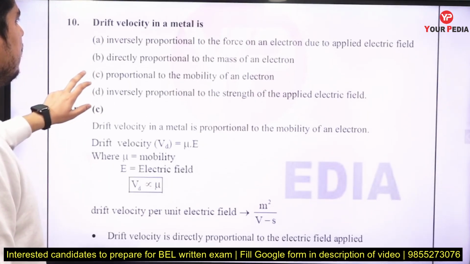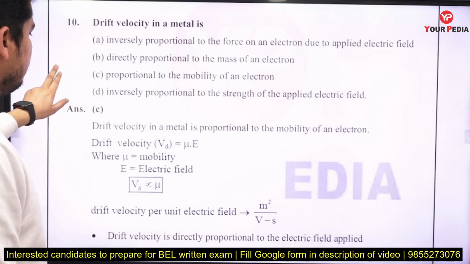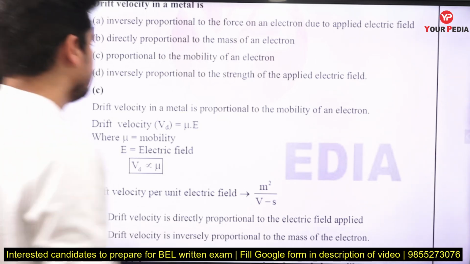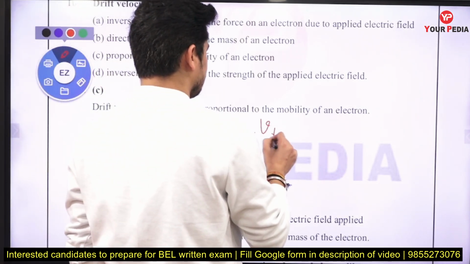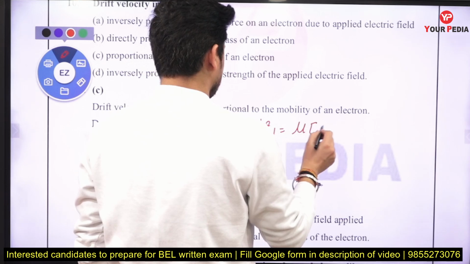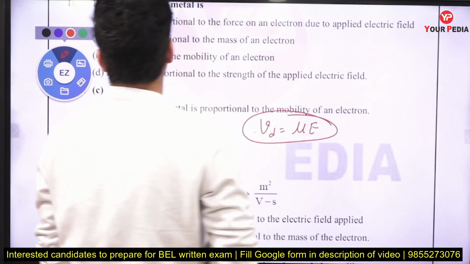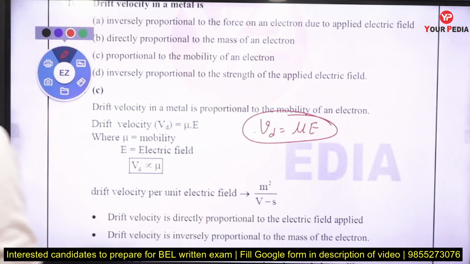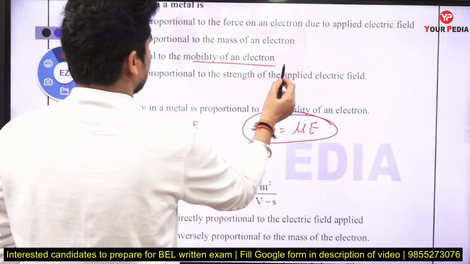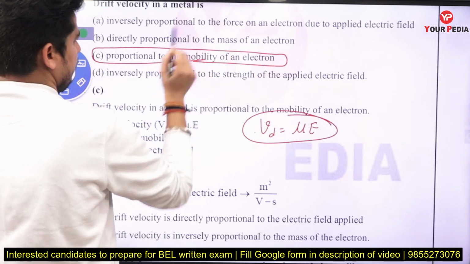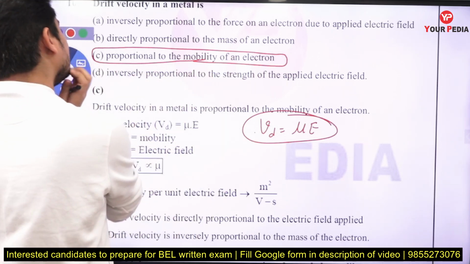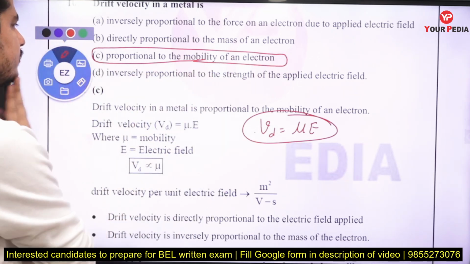Drift velocity in the metal: if you see the drift velocity, Vd equals what? Drift velocity is mu times E. Remember this formula. So what he is saying, inversely proportional to the force on the electron due to applied electric field? No. Directly proportional to the mass of the electron? No, it is not depending on the mass of the electron. Proportional to the mobility of the electron, right? It depends on the mobility of the electron. That is the answer.